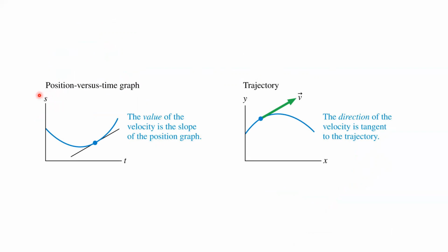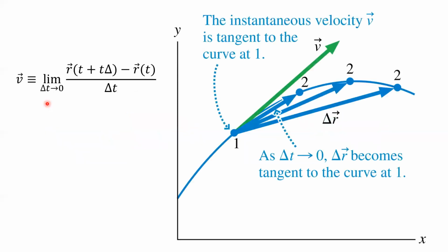And again, your book doesn't like to commit to x versus t or y versus t. They pick this generic s-axis. I just call it x. All right, I feel like I'm repeating myself here. What's the significance of this slide?